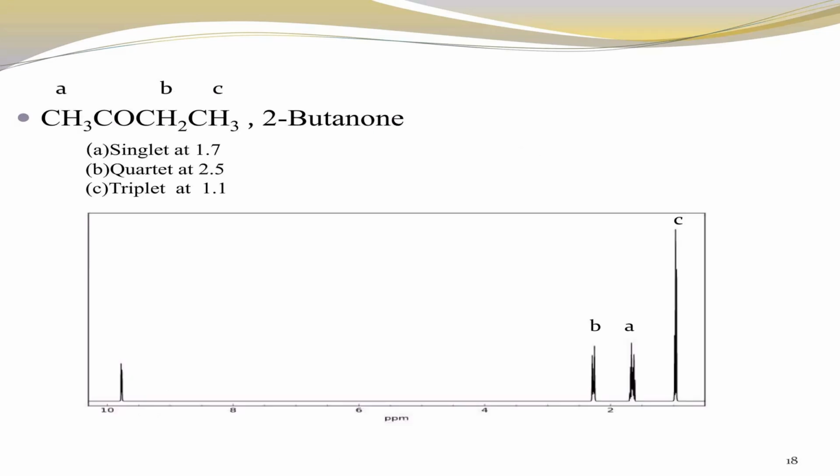So this is also another example, 2-butanone, CH3 CO CH2 CH3. First, A is a singlet at 1.7, then a quartet at 2.5, and C is a triplet at 1.1. So this is the NMR of 2-butanone.